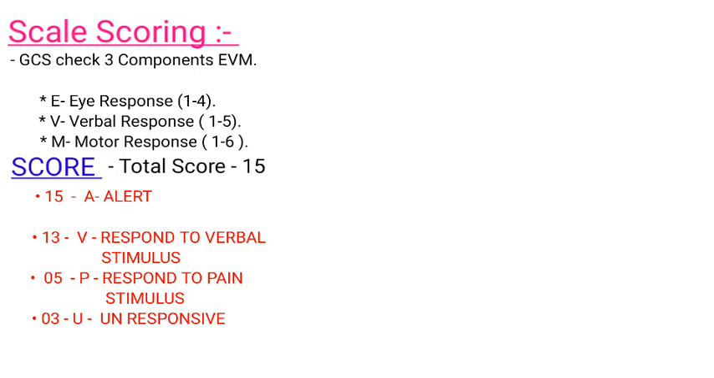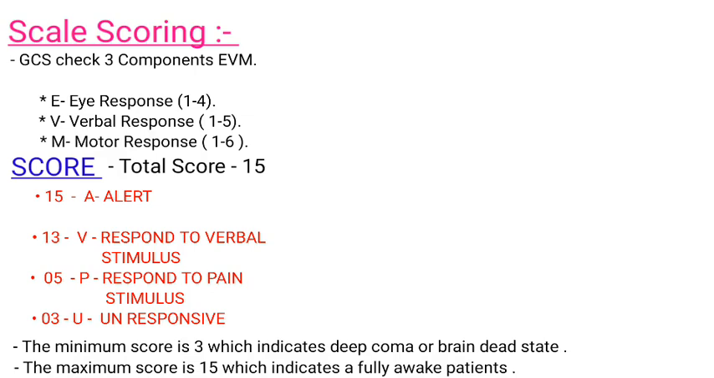AVPU. A stands for alert, score 15. V stands for responds to verbal stimulus, score 13. P stands for responds to pain stimulus, score 9. Then U stands for unresponsive, score 3. The minimum score is 3, which indicates deep coma or brain dead state. The maximum score is 15, which indicates a fully awake patient.